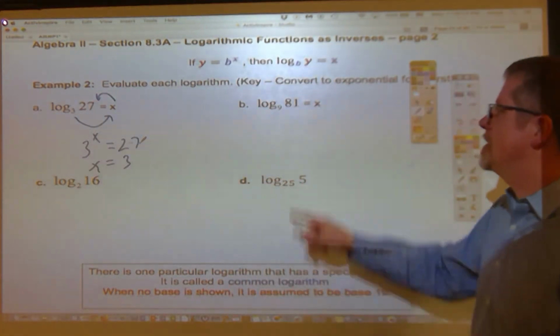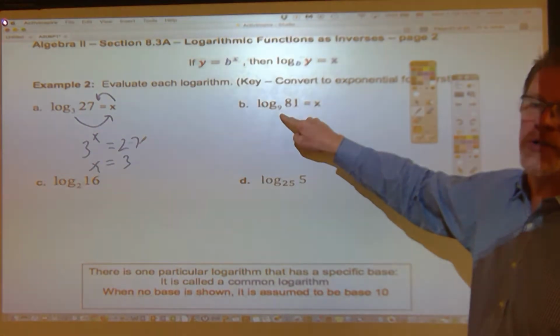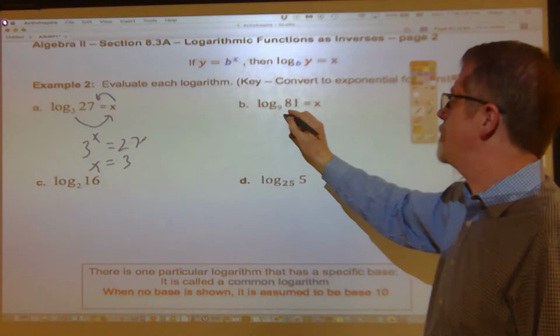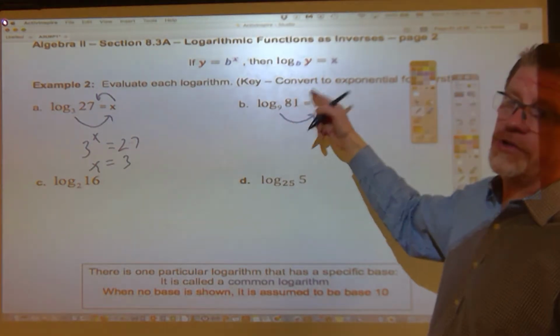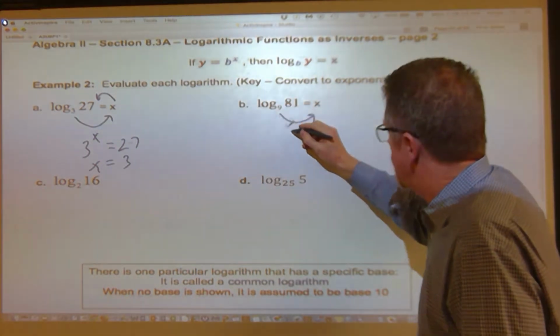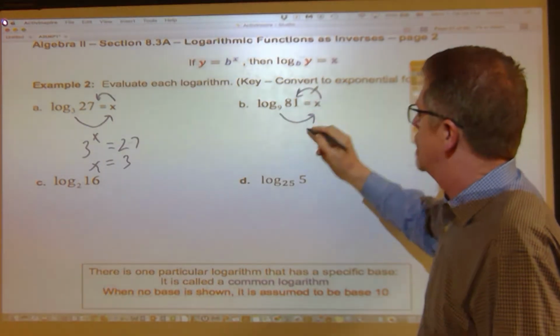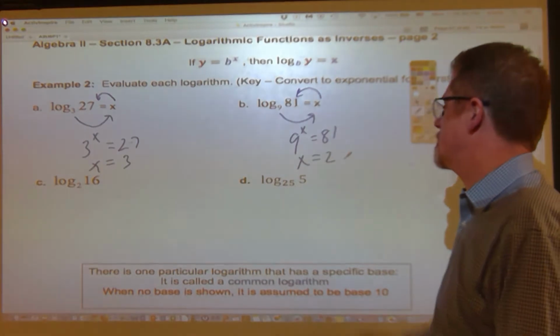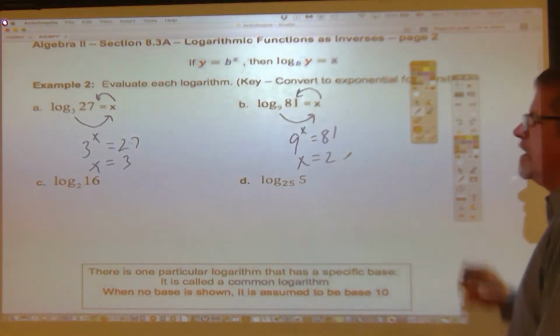So, by the way, class, what exponent do you have to put on 9 to get 81? 2. So you know that when you do the arrow thing, some of these you can just do in your head, you know the answers too. But draw the arrows, 9 to the x. 9 to the x is 81. So you can tell that x is equal to 2. But if there is no x, just put 1 in.